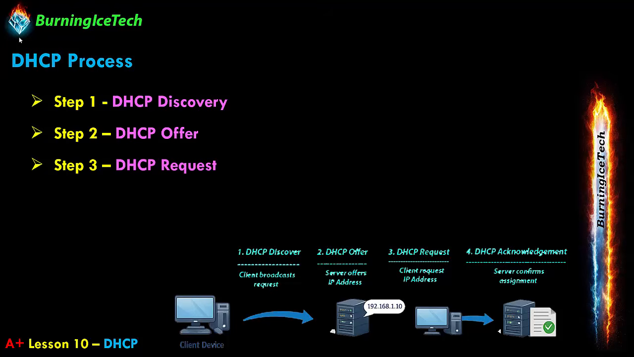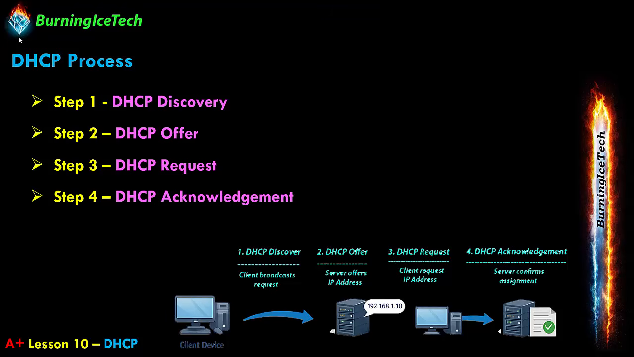I'll take that. And it requests that IP address. And then step 4 is where the DHCP acknowledges it and it actually issues it to your machine. So it's a 4-step process, guys. Believe it or not, this happens in a blink of an eye. You connect your device to the network, and within a matter of 1 or 2 seconds, all of this happens.